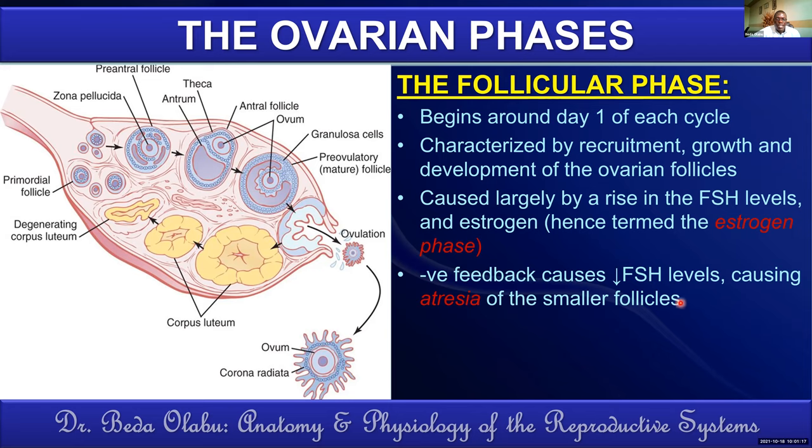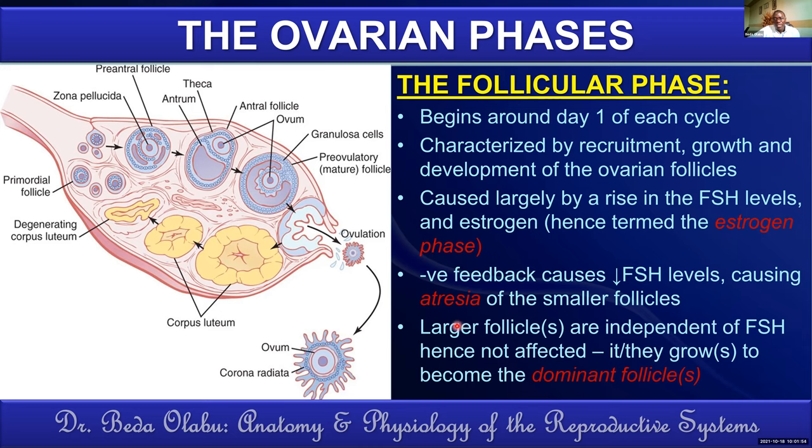So remember, this is still early follicular phase. The smaller follicles undergo atresia. Why? Because we have FSH deficiency. Why do we have FSH deficiency? Because we have a rise in the levels of estrogen, and that has caused a negative feedback onto the hypothalamo-hypophyseal ovarian hormonal axis. And so we have a reduction in the production of FSH as a result of negative feedback.